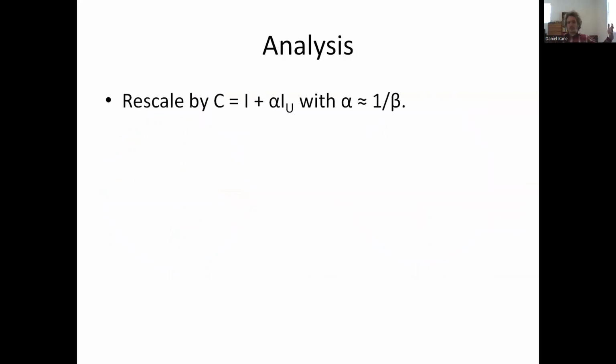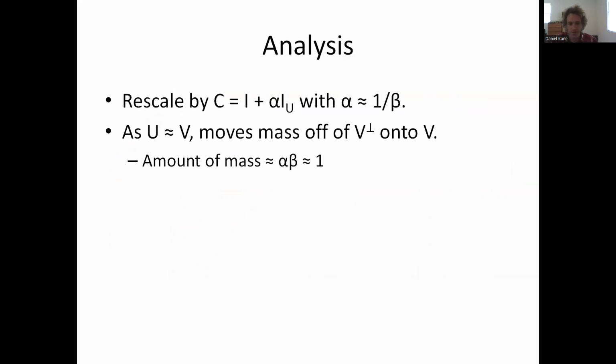And more rigorously, we're going to rescale by a matrix C, which is the identity plus alpha times the projection onto U, where alpha is now on the order of 1 over beta. Since U and V are, it's not hard to show, very close to each other, this does move mass off of V perp and onto V, and the size of this beneficial effect is on the order of alpha beta, which is on the order of 1, which is great.